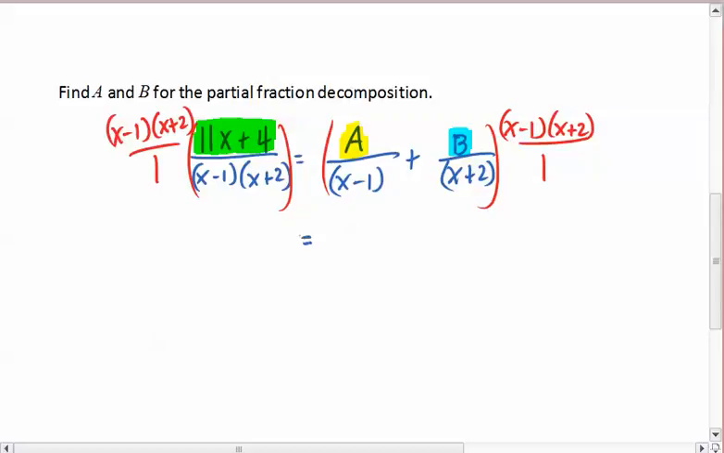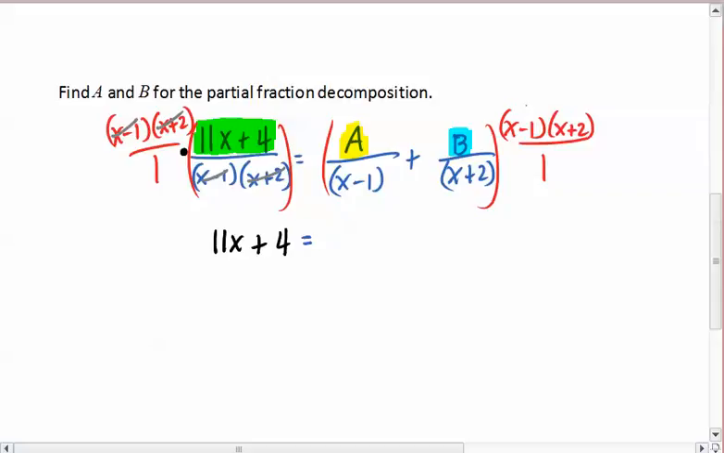So let's go ahead and do this. We're going to have this left side multiplied by the right, and what's going to happen is we're going to have all of these cancel. Don't distribute them or multiply with FOIL or any of that stuff. We're just going to cancel things. So we have 11x plus 4. You're going to get rid of all of the denominators, right?